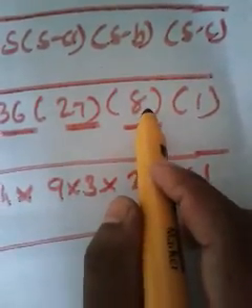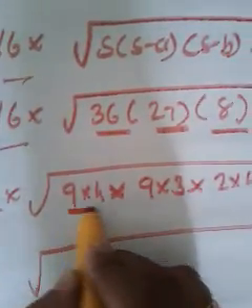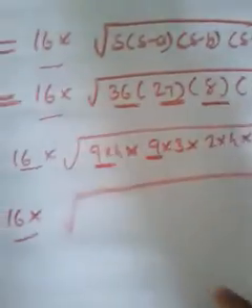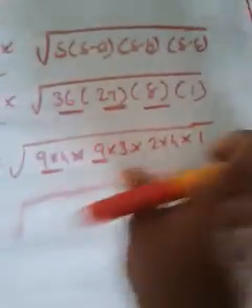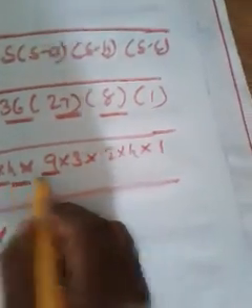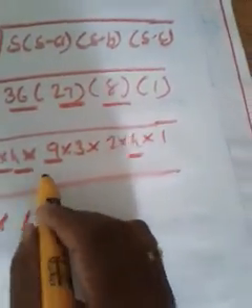When I expand 8 as 2 into 4, see, 2 9s are there, no? So square root of 9 into 9 is, so you can apply square root. What is square root of 9 into 9? 9. What is square root of 4 into 4? 4.